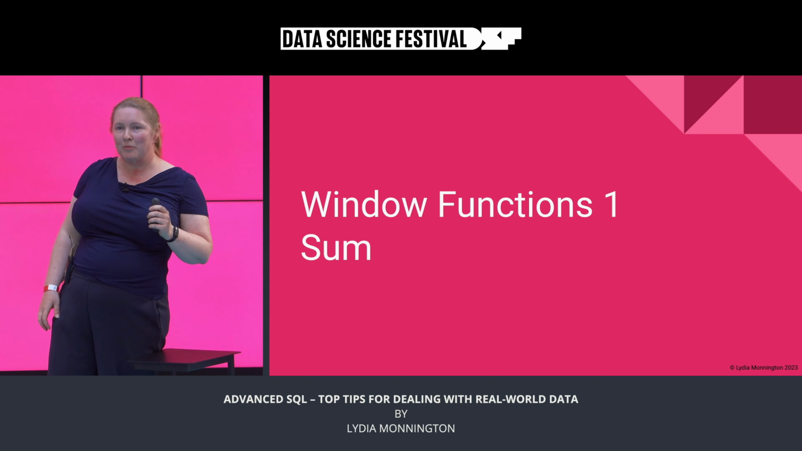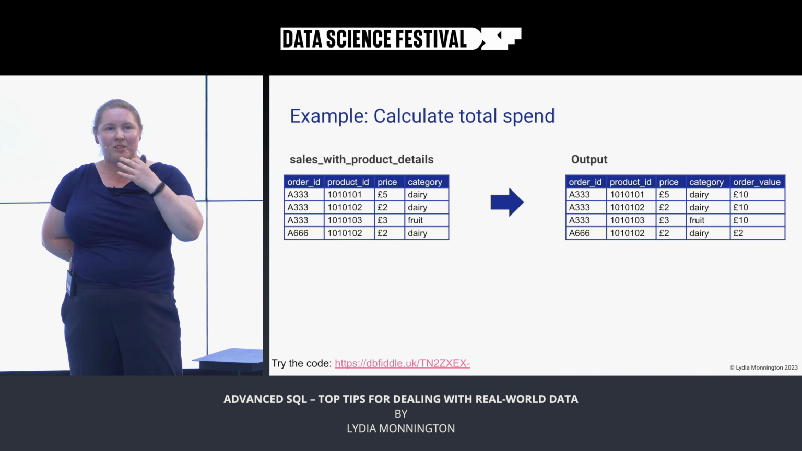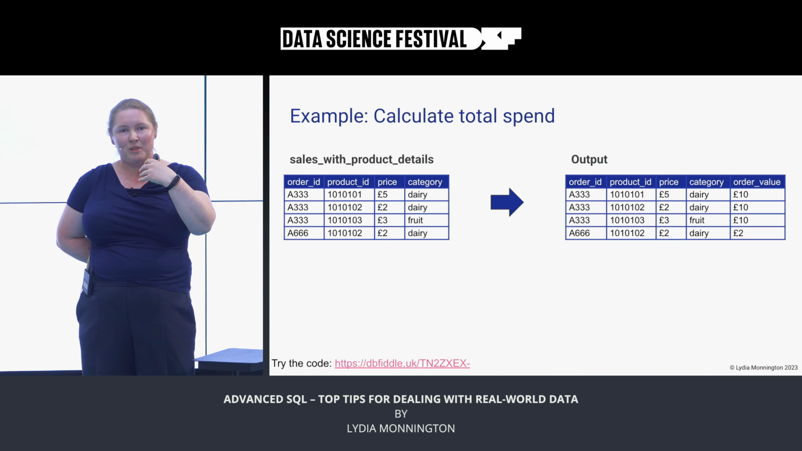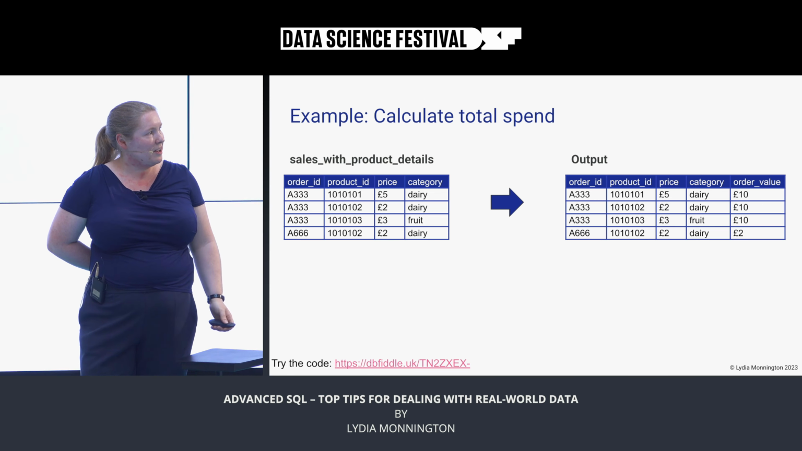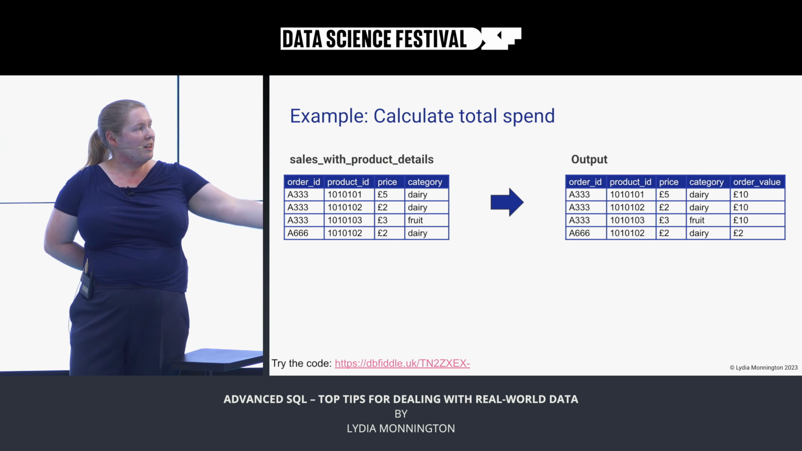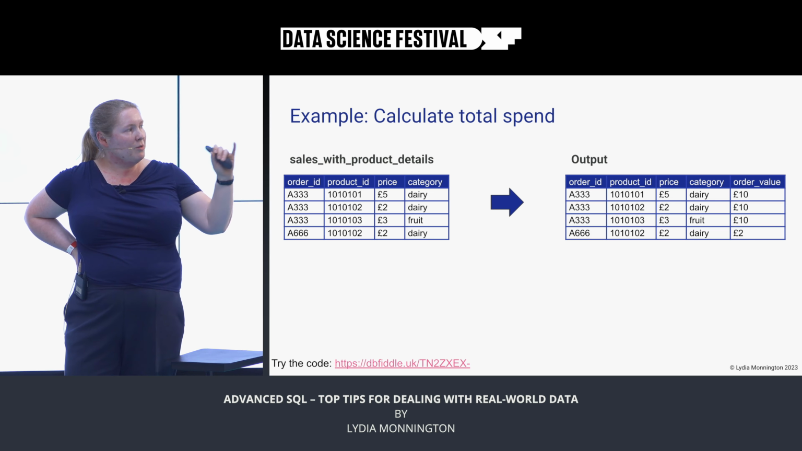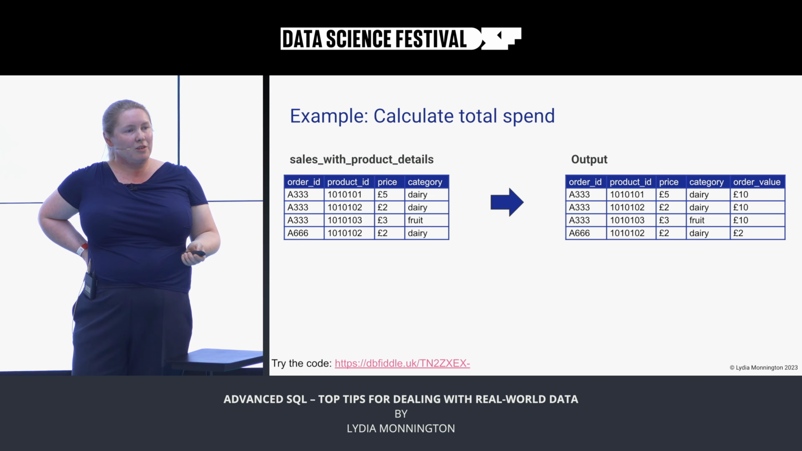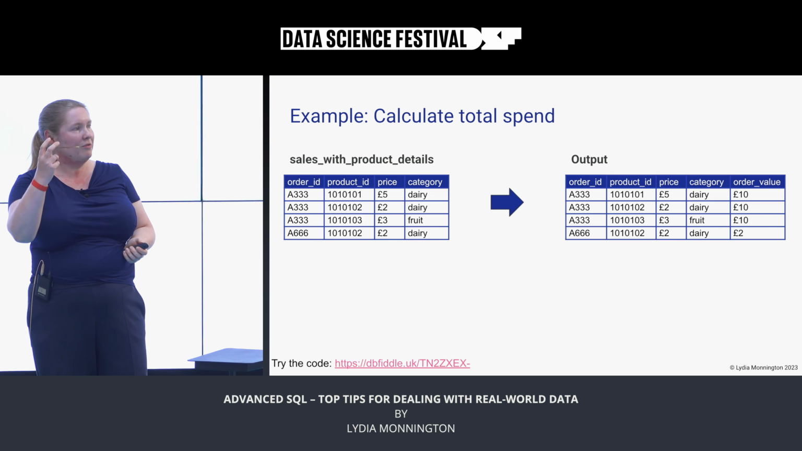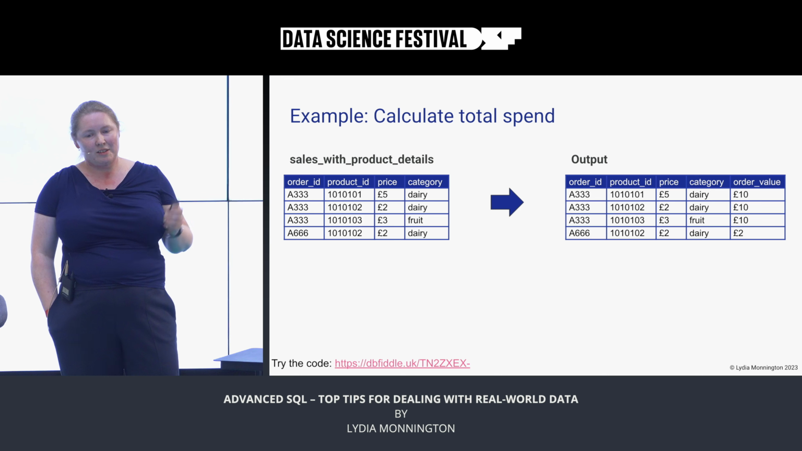Cool. So now let's talk about window functions. The value of window functions is they allow you to do things which would be more complex without them or require multiple subqueries. One example we're going to start with is calculating total spend. Here we've got 4 rows for 2 orders. You first have order A333. They've ordered 3 products, 10101, 10102, 10103, and they cost £5, £2, and £3. And we want to say on the right that the total order value is 10, but instead of compressing it into 1 row, we want to keep all the original rows. And then the second order, A666, has a total order value of 2.